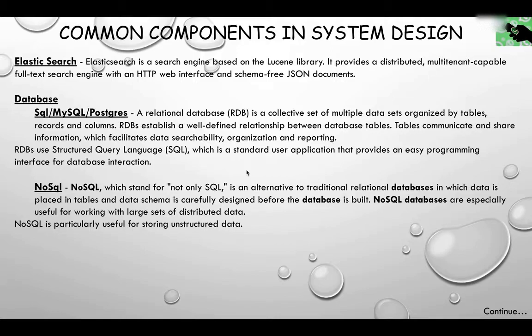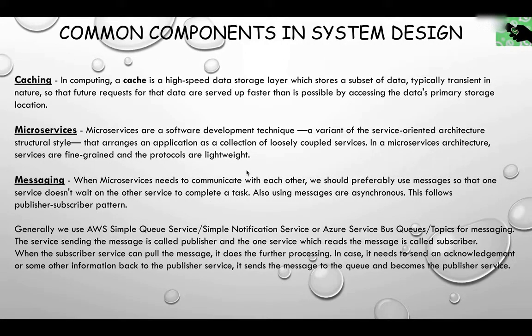So NoSQL is a very suitable kind of database for this kind of data wherein you don't have a schema. It's unstructured data, JSON kind of data. So you use NoSQL to store this kind of data. Okay, then there is caching.